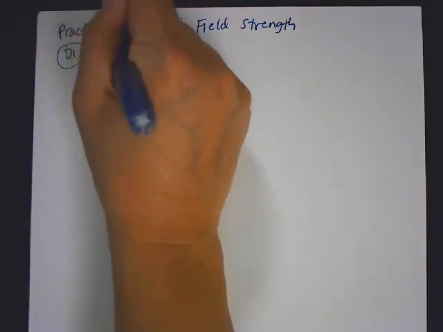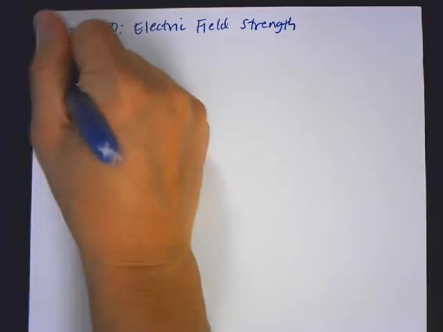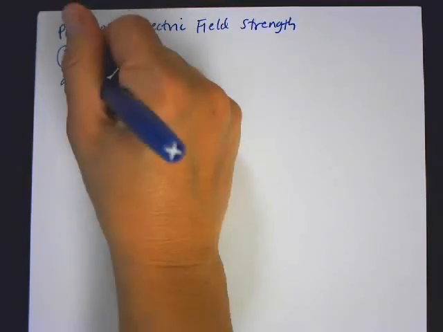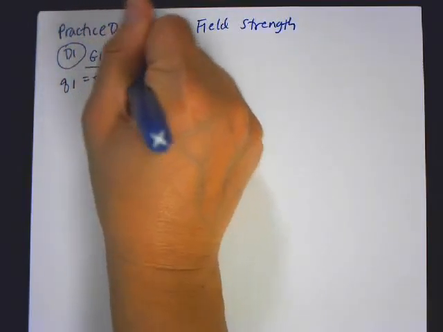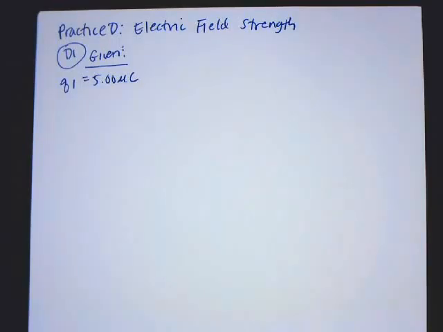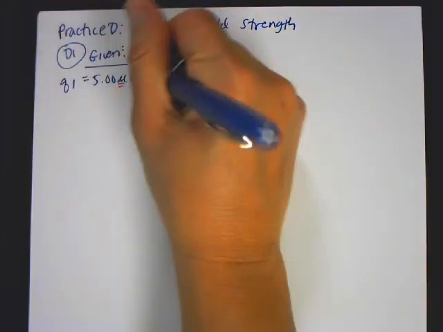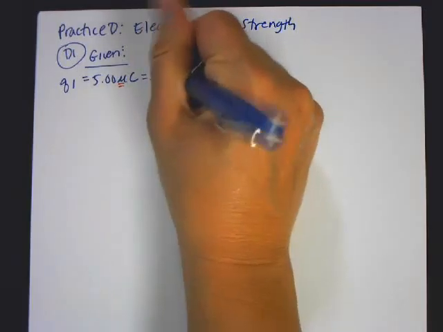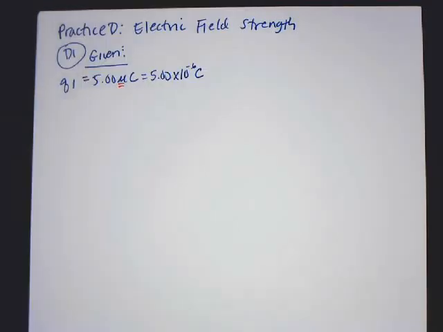So it says a charge Q1, so we're going to write our given, is 5 microcoulombs. Now before I do anything else, micro is a prefix. I'm going to need to know this prefix for the test, and micro is 10 to the negative 6, so that's Q1. It's at the origin, so now already I know.